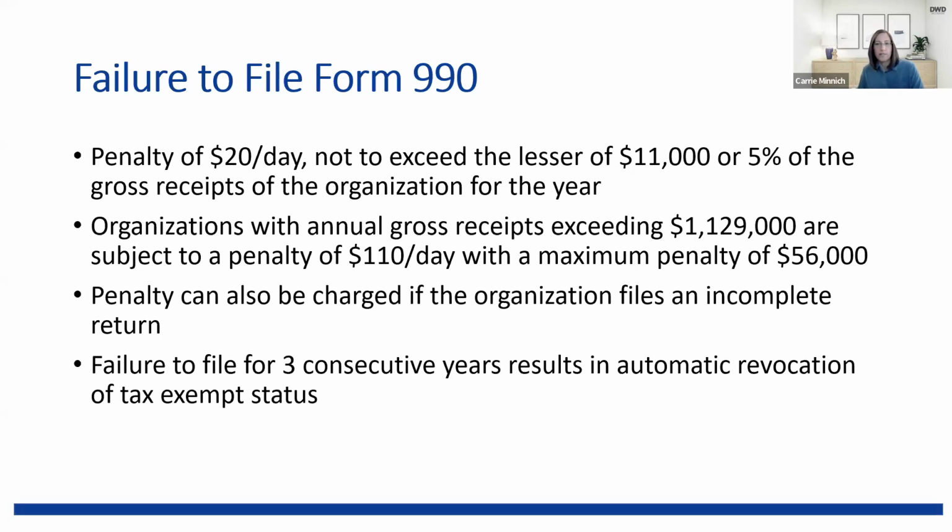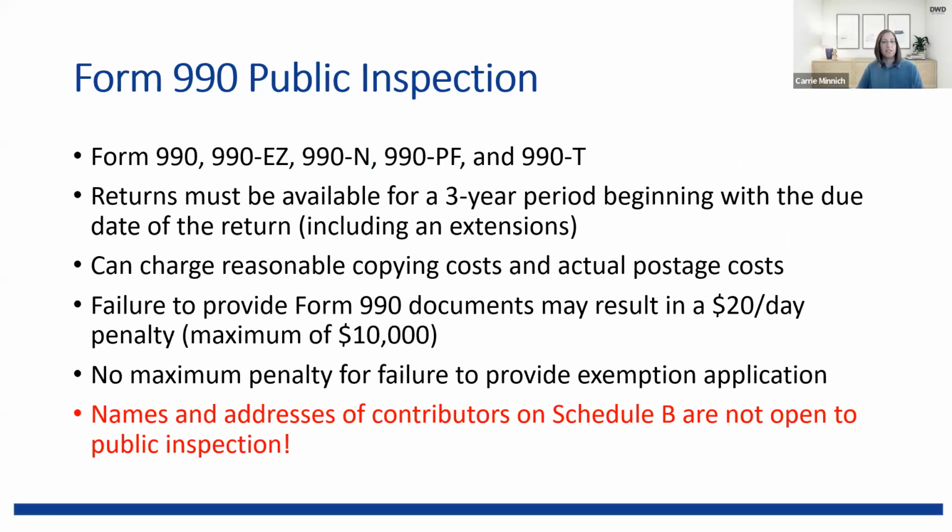All right. Again, because nonprofits do receive this tax exempt status from the IRS and exist for the benefit of the community, there are certain documents that they need to make public to the community, to the public. In addition to the application, the Form 1023 and the IRS determination letter, Form 990 is another document that must be made open to the public.